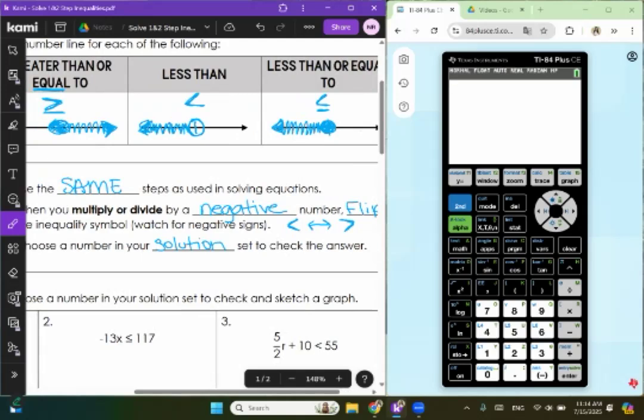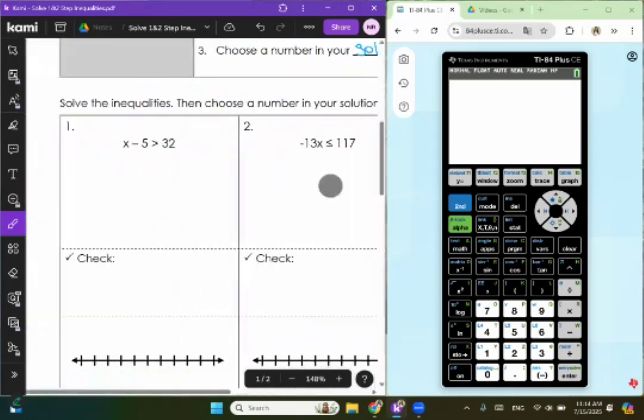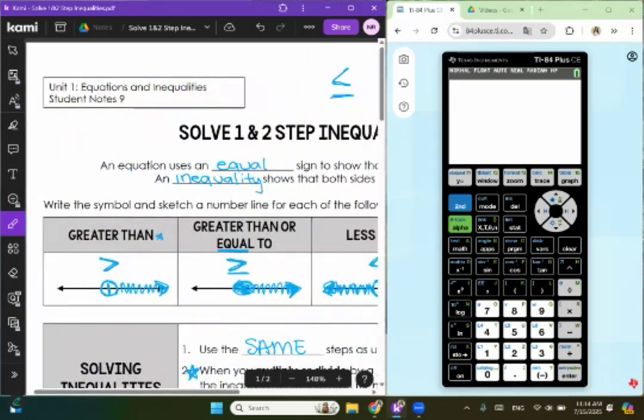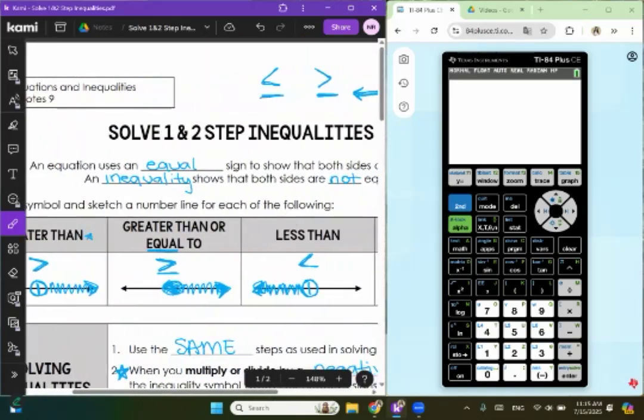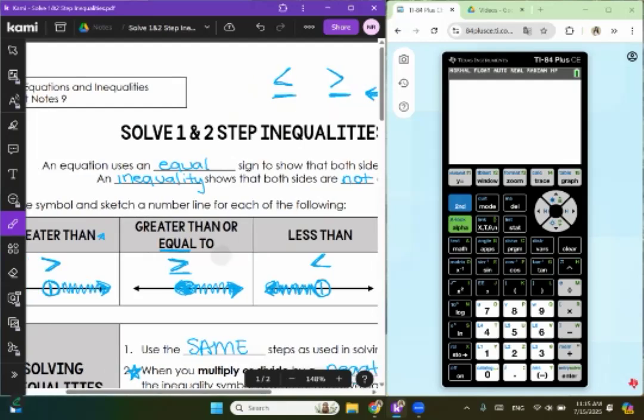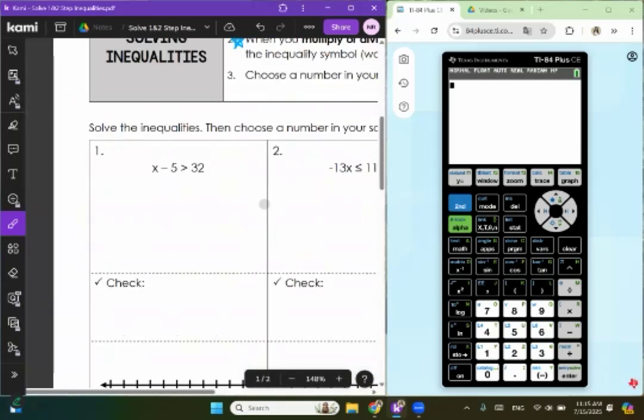We'll talk about that with a few examples, the first 3. Okay. All right. So starting with number 1. The reason I broke it down into 1 and 2 step is because typically the curriculum asks us to go straight into multi-step, but right now I want you to be focused on knowing when to flip the symbol, what the inequality looks like, and when I need to flip it. That's going to be your main focus.